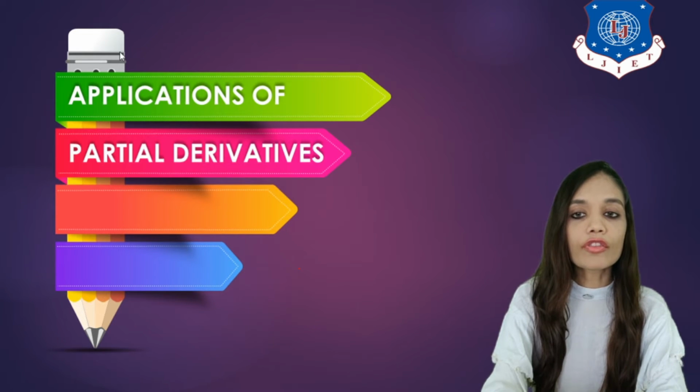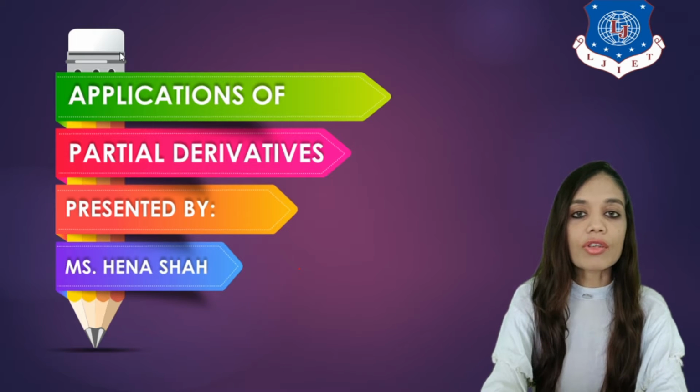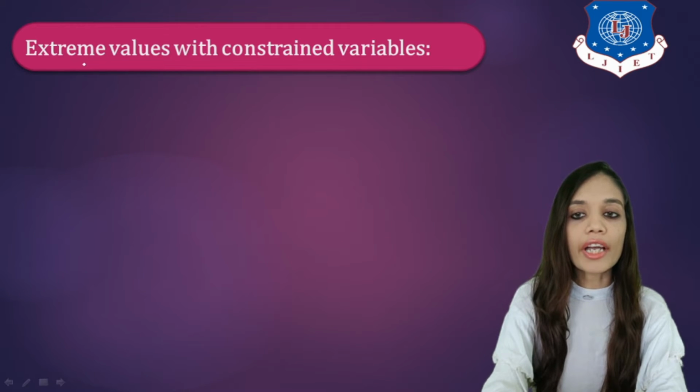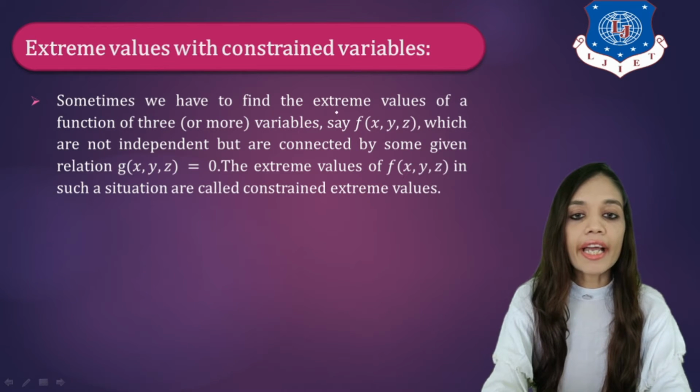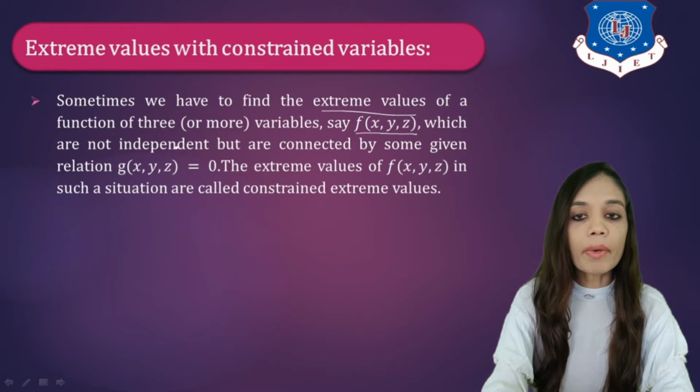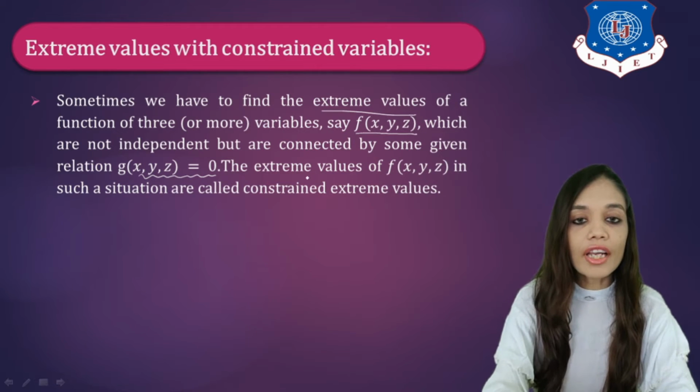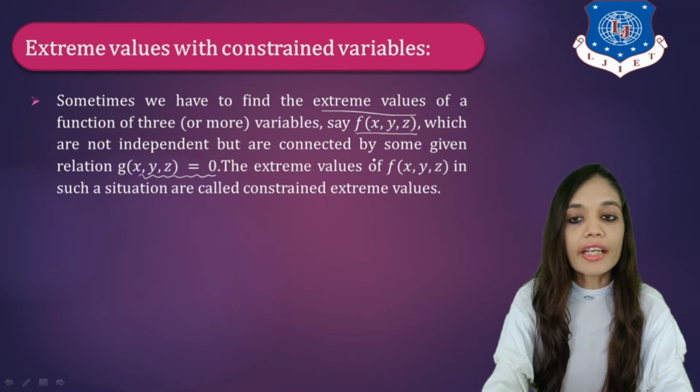Today we are going to study a few more topics of applications of partial derivatives. So let us begin with the first topic, that is, we have to find extreme values with constrained variables. Sometimes we have to find extreme values of a function of 3 or more variables, say f of x, y, z, which are not independent but are connected by some given relation g of x, y, z is equal to 0. The extreme values of f of x, y, z in such a situation are called constrained extreme values, right?